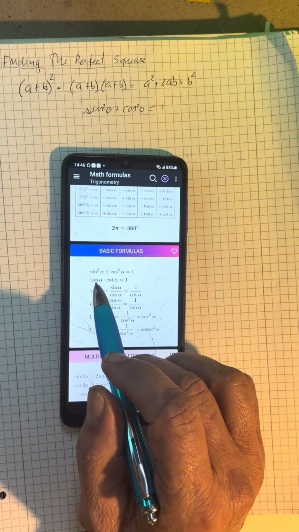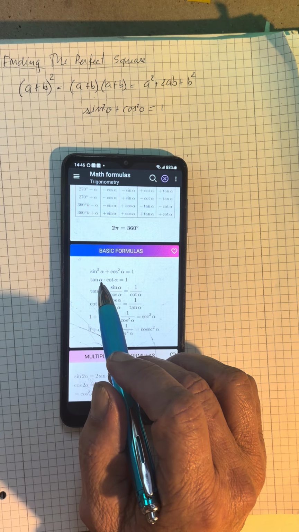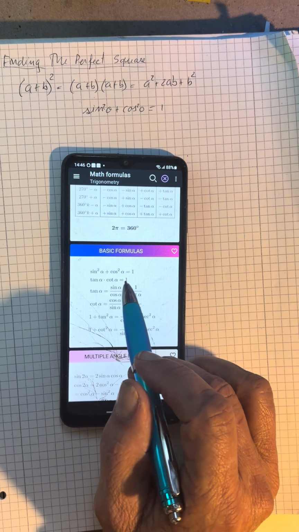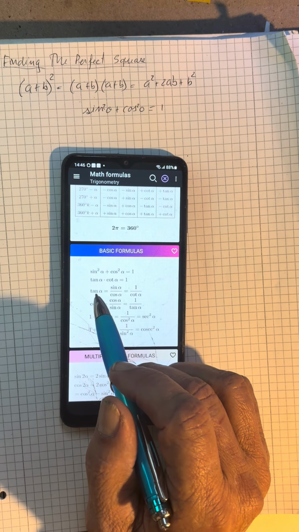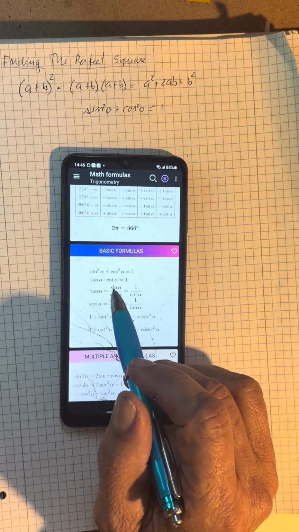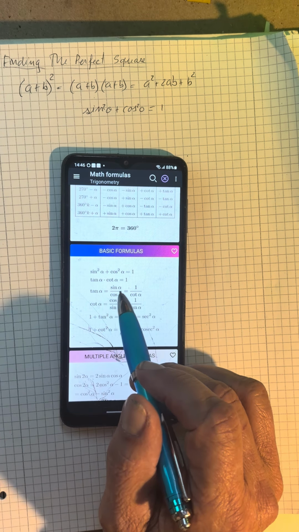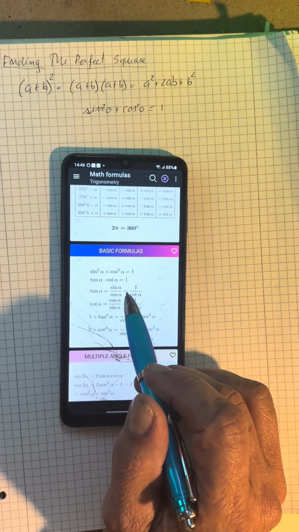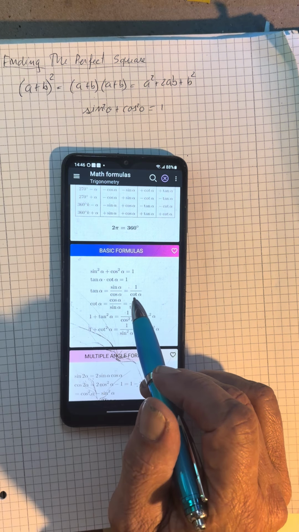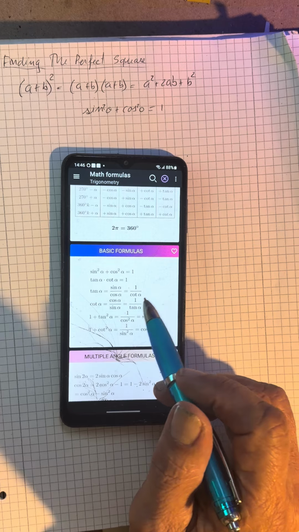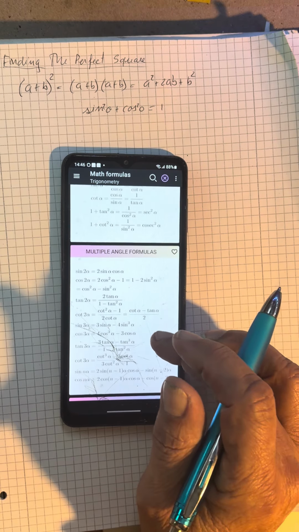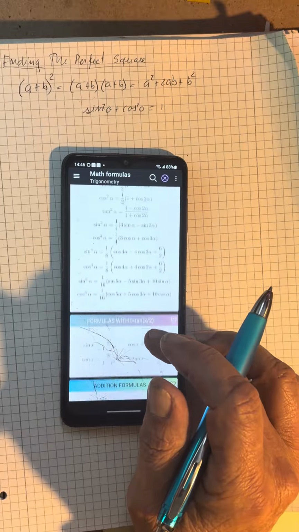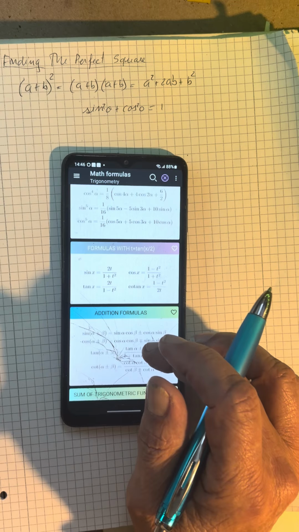There's another one that says the tangent of an angle times the cotangent of an angle is equal to 1. Another identity is that the tangent of an angle is equal to the sine of the angle divided by the cosine of the angle, which is also equal to 1 over the cotangent of the angle, and so forth. So those are identities. We call them identities, and there's a whole bunch of them.